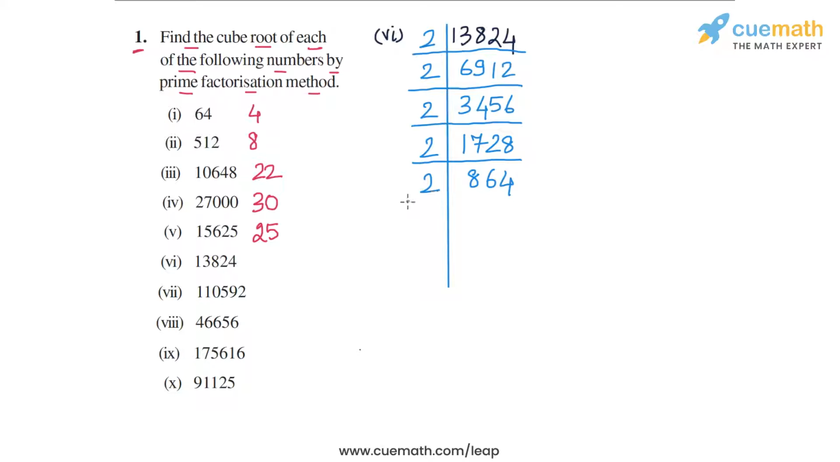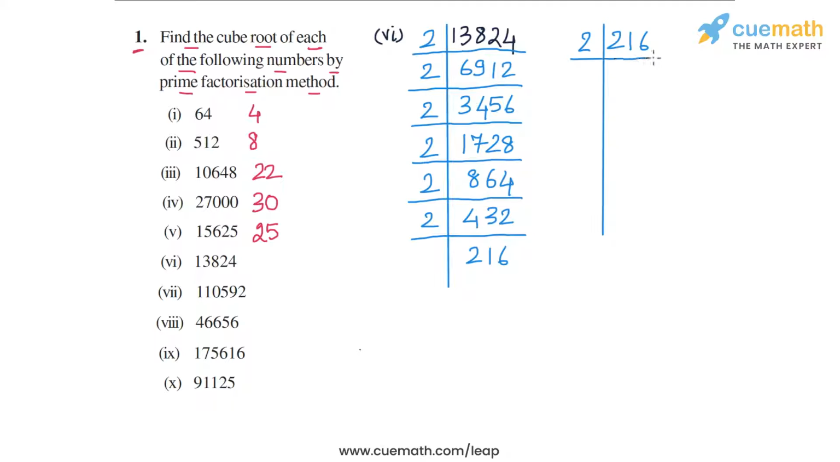This is still even, so we take out another 2, and that gives us 432. And this is even again, so we take out another 2, and that gives us 216. So far we have taken out 6 2's and we are at 216. So let's continue the process here. We will further prime factorize 216. So 216 is also even, so we take out another 2, and that gives us 108. This is again even, so we take out another 2, that gives us 54. Still even, so take out one more 2, that gives us 27.